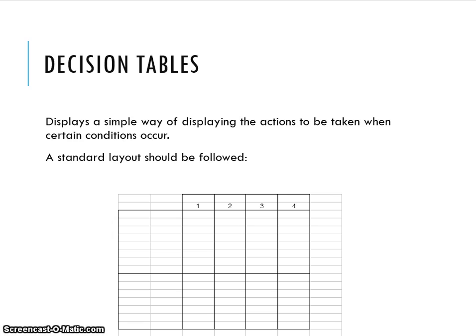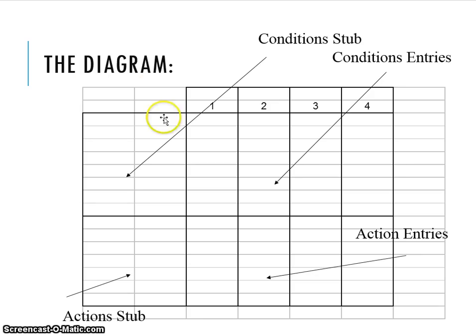Decision table layout is shown as follows. It's just a simple way of displaying what actions are to be taken when certain conditions are met. In here, this is where we put the actual conditions themselves. If you think of some programs we've been doing at the moment, conditions may be mark is greater than 80, sales equals Y, age is less than 16, age equals 17, if number is greater than 5. So these are all conditions. That's what we put there.